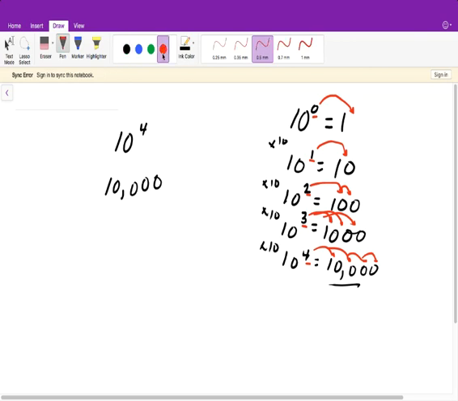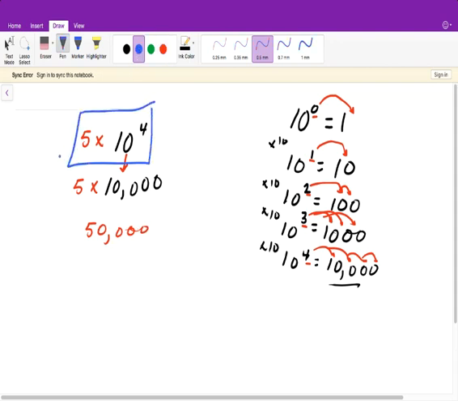Now, what if I asked you, what is 5 times 10 to the fourth power? We know that 10 to the fourth is equal to 10,000, so this is the same as 5 times 10,000, or 50,000. So this 5 times 10 to the fourth is actually the scientific notation of 50,000. It allows us to take this larger number and rewrite it as something easier to work with, a smaller number.